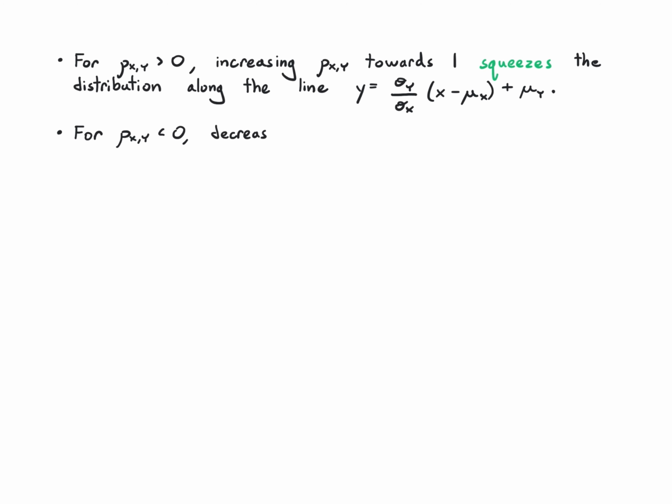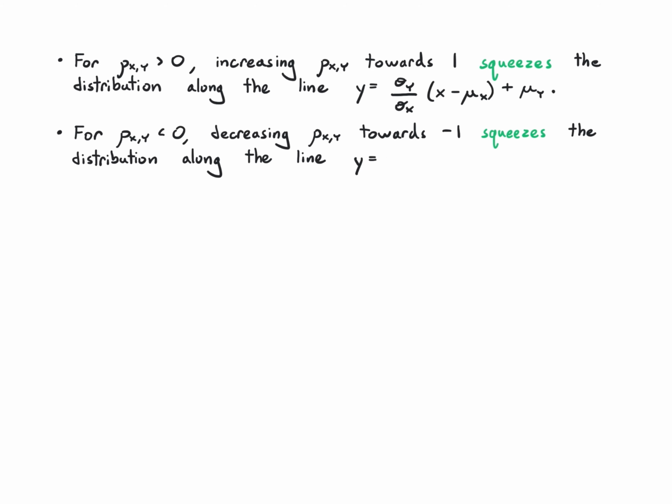Similarly, for negative rho, decreasing rho xy towards -1 squeezes the distribution. The line is the same, except now it has a negative slope. Okay, and the same thing is true if you change the covariance, because covariance and correlation coefficient are just scaled versions of each other. And it would just be that you're increasing the covariance or decreasing it towards something that looks like sigma x, sigma y. But that's not too important.